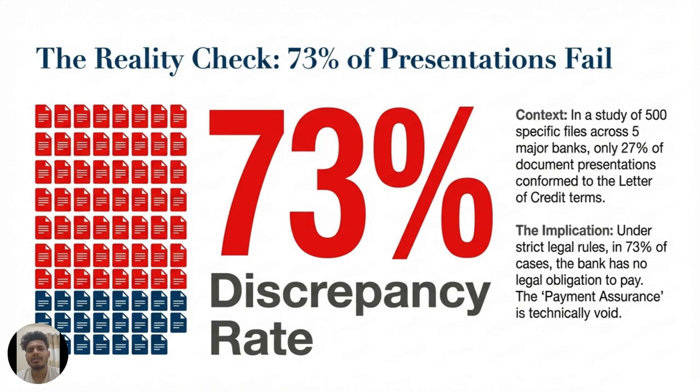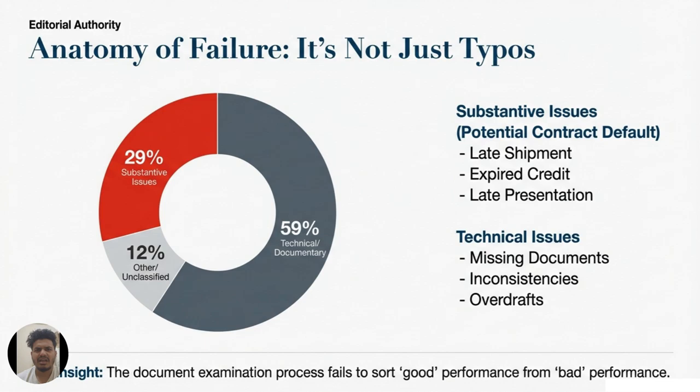We just heard about the failures. Let's delve into the anatomy of the failure and check the reasoning. So what are the errors? They're not just typos. While 59% are technical, nearly 30% are substantive issues: late shipments, expired credits, or missing certifications. Under the strict rules of trade finance, these are breaches of contract. By the book, the seller shouldn't be getting paid at all.